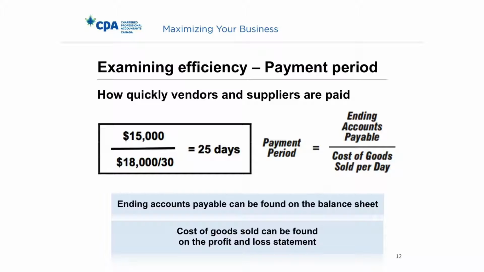In our example, the business has $15,000 of accounts payable and $18,000 cost of goods sold, so the payment period is 25 days. This means it takes the business 25 days to pay its suppliers and vendors after making a purchase.